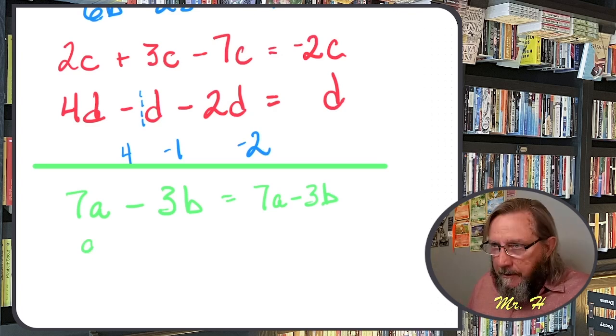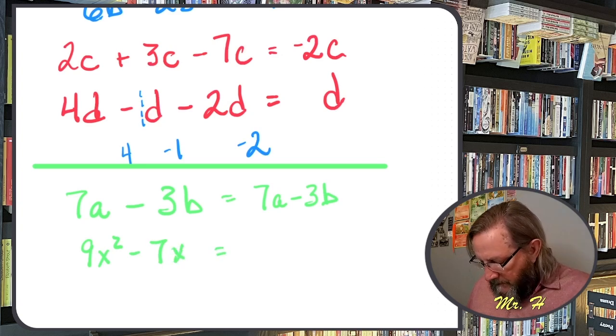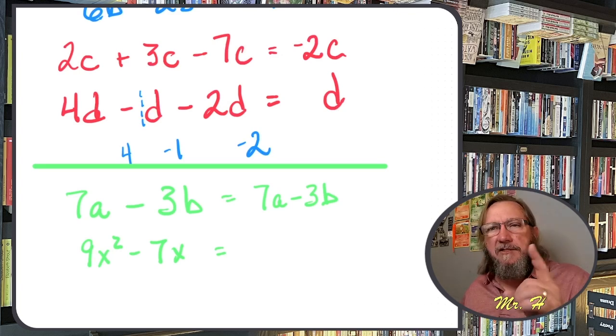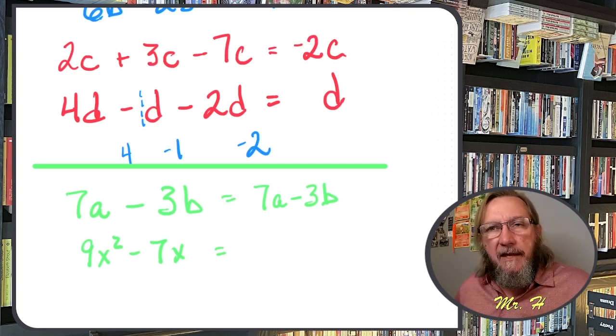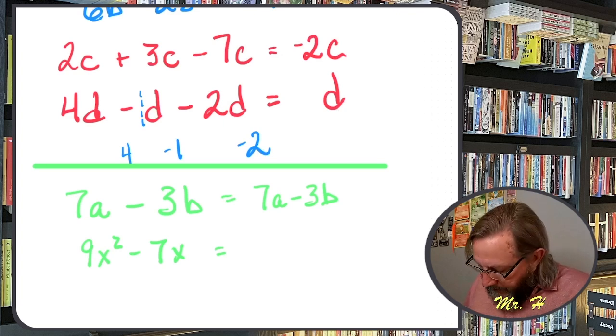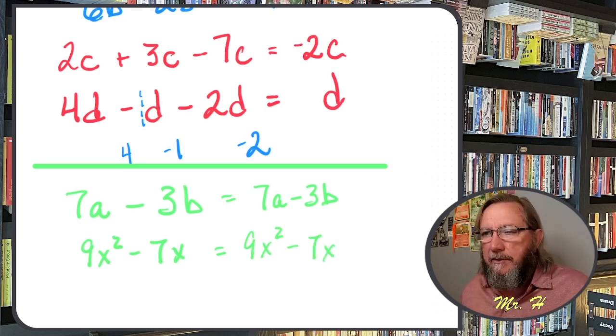Again, look at this one. 9x squared minus 7x. Now, both of these do have an x, but the exponents are different. And the exponents, remember, must be the same in order for us to combine them. So this problem, 9x squared minus 7x, I can't do 9 minus 7. I can't put those together. So the answer, just like in the previous one right above, is simply going to be 9x squared minus 7x. Can't do anything to it.